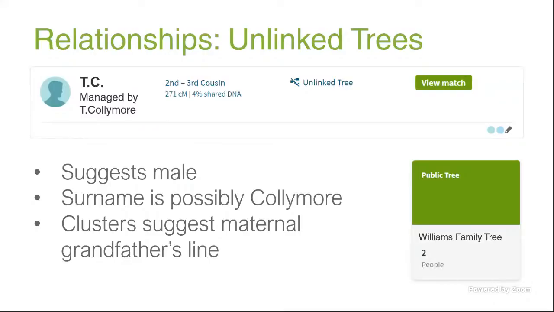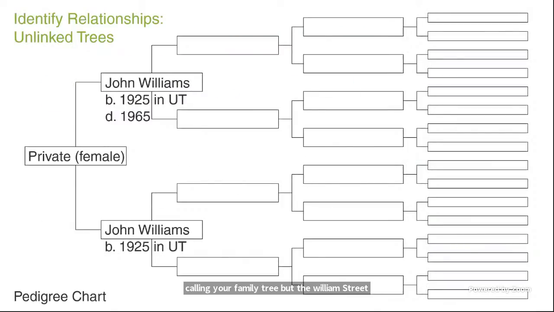Now, TC had a public tree that is unlinked to anything, and it's called the Williams family tree. So not the Collymore family tree, but the Williams tree. So we take a look at that, and this is what I found: the main person on this tree is a female with the same person listed as both the father and the mother. So somebody again who didn't have a lot of experience and maybe not a lot of interest in engaging with Ancestry took a DNA test and provided this information.